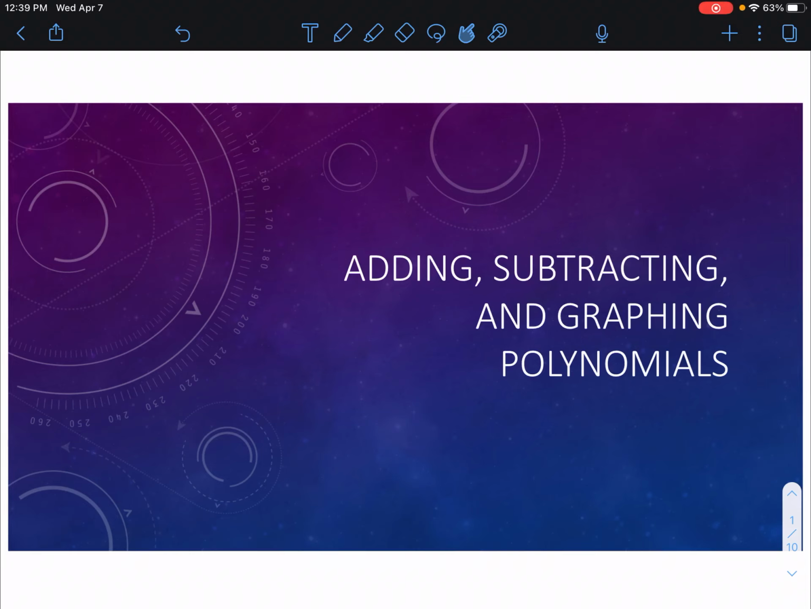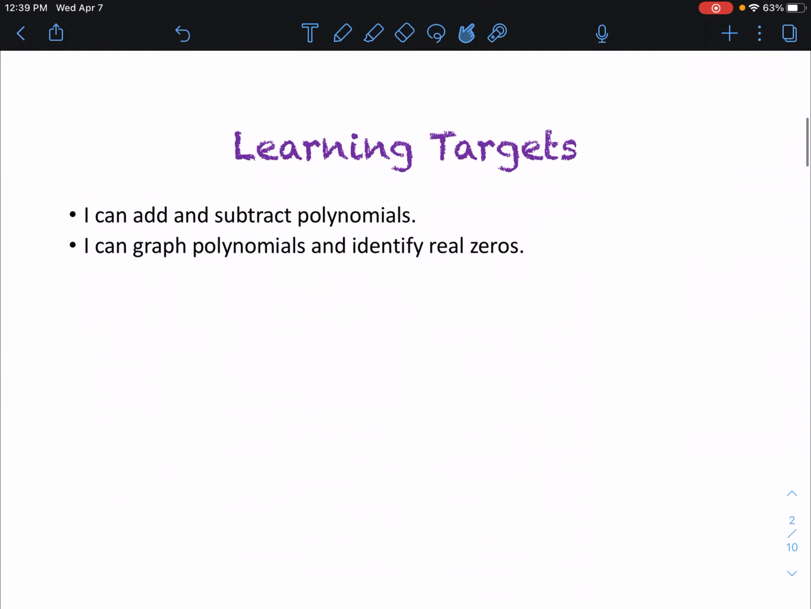All right, we're going to continue our unit on polynomials. We've touched a little bit on adding polynomials. Today we're going to review that and then talk about subtracting polynomials, as well as graphing polynomials and looking at how they behave. So here are our learning targets.